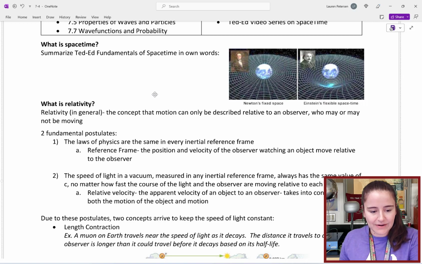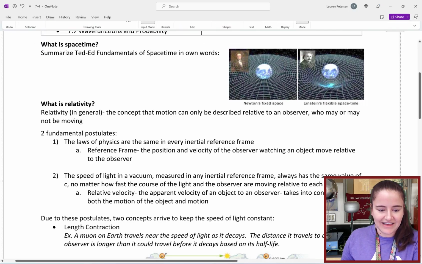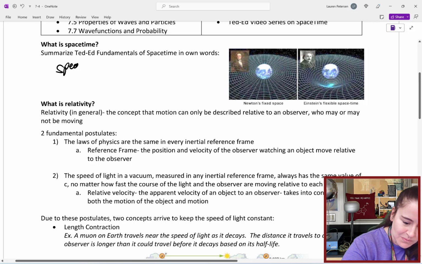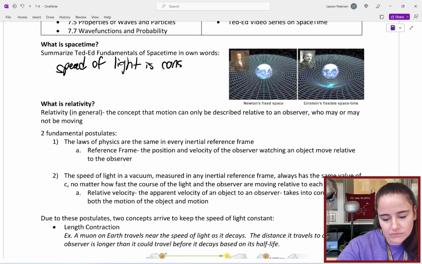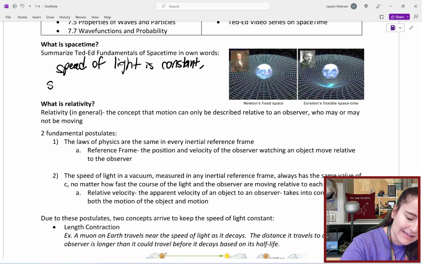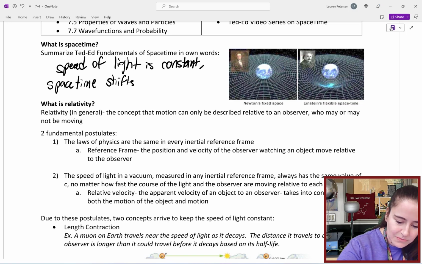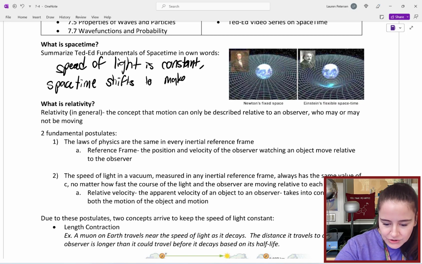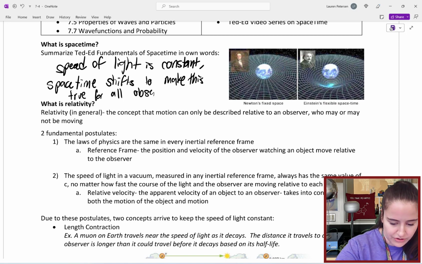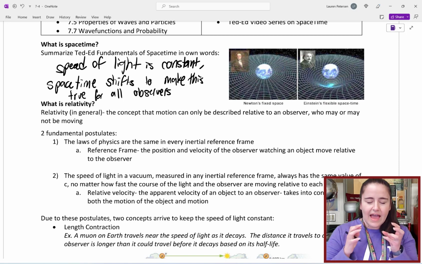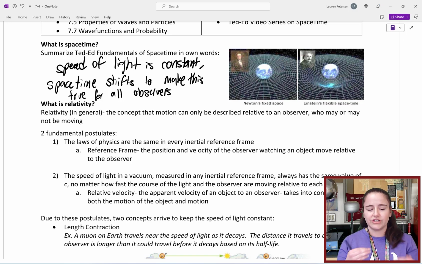In my words, the speed of light is constant, and space-time shifts to make this true for all observers. And that is kind of the underlying principle of relativity.